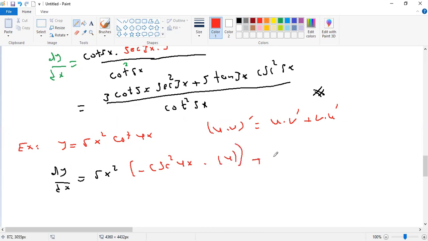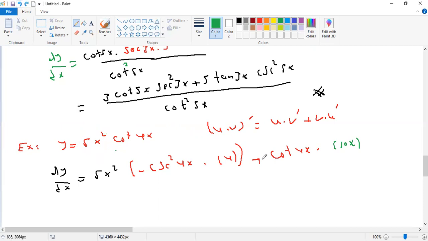Then plus the second one, cotan 4x, multiplied by the derivative of the first one. The first one is 5x squared, and its derivative is 10x. So I'm using the product rule: the first one, 5x squared, times the derivative of cotan, minus cosec squared 4x times 4, and then plus the second one, cotan 4x, multiplied by the derivative of the first one, 10x.